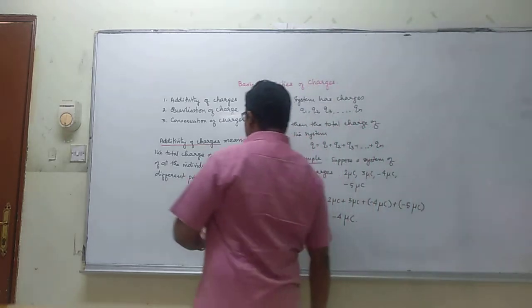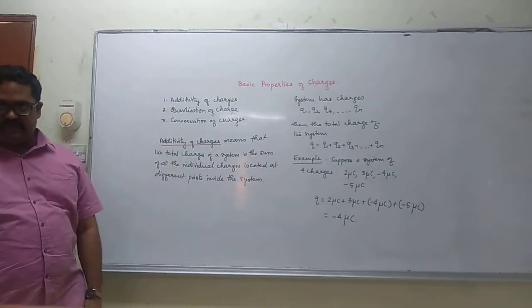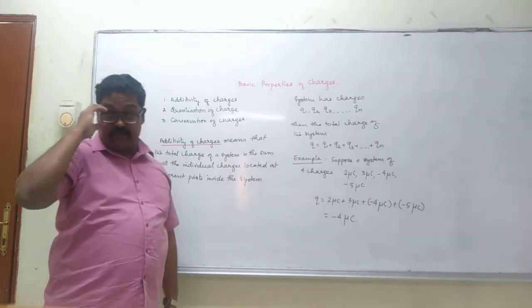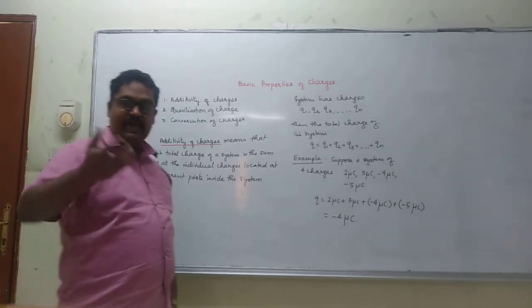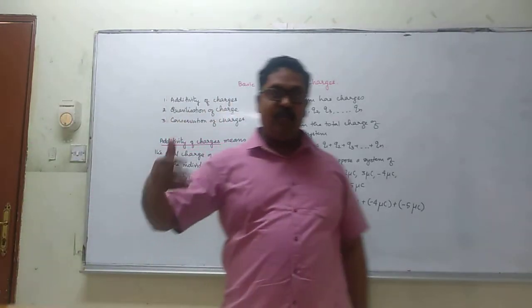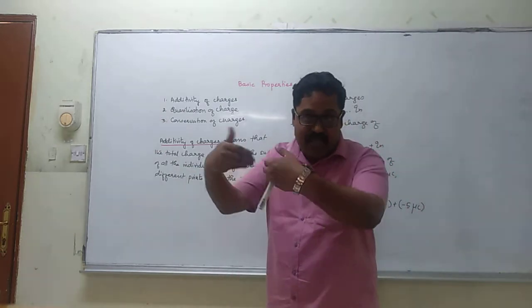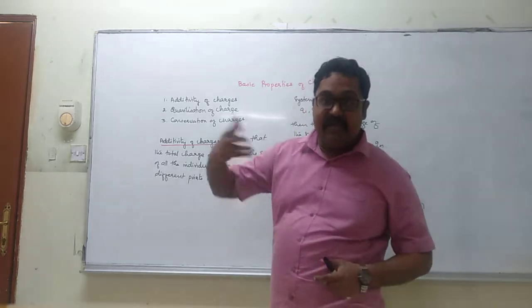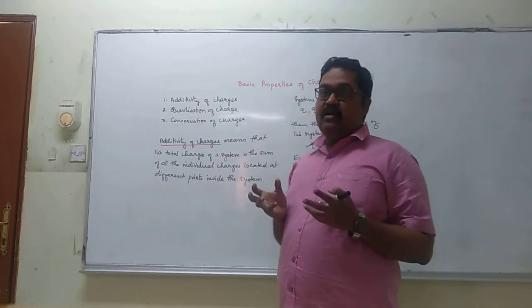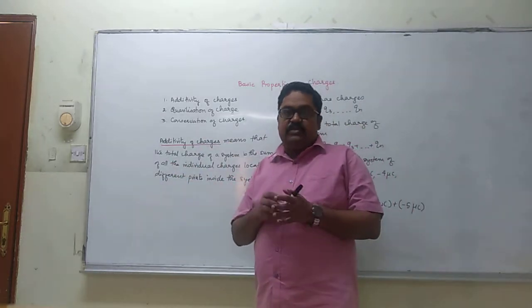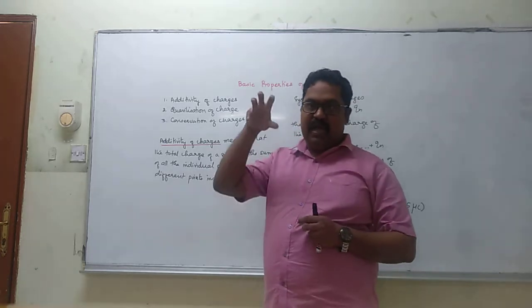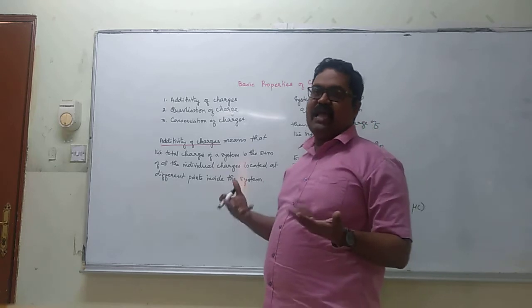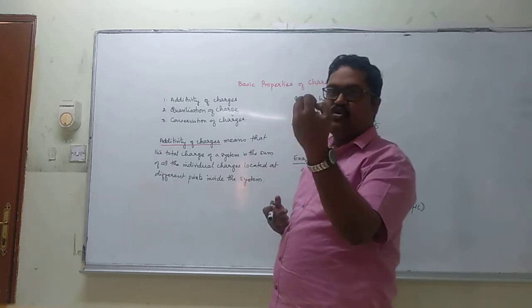Now what do you mean by the additivity of charges? See, any system is not made up of only one charge. A system is made up of n number of charges. There is more than one charge, and the charges can be positive, they can be negative. Some of the particles are positively charged, negatively charged, or neutral in nature. So how can we say what is the total charge on that?